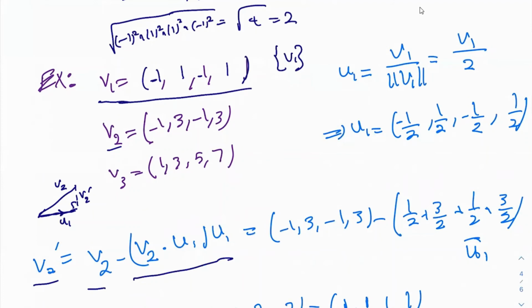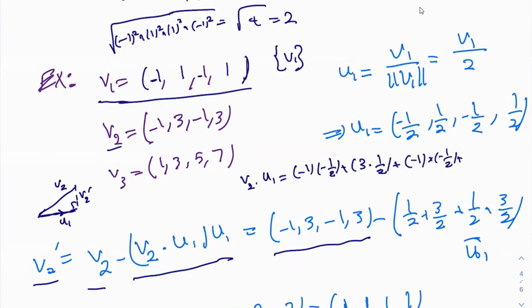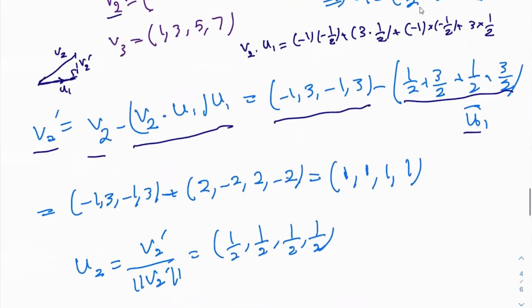So what is that going to be equal to? We have V2, and now the dot product of V2 and U1. It's going to be -1 times -1/2, plus 3 times 1/2, plus -1 times -1/2, plus 3 times 1/2. That's the dot product, and that's what I have here, times U1. If you simplify this expression, you get V2 prime to be equal to this.